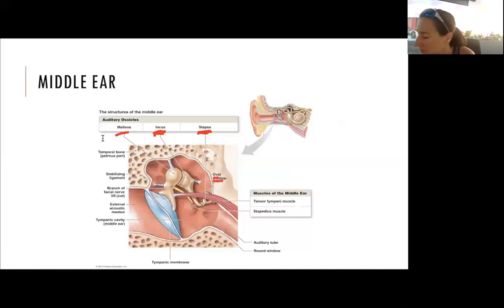There are some muscles. There's the stapedius muscle that's going to take care of the stapes and make sure that it stays where it needs to be. And then we have the tensor tympani muscle, and this guy is going to pull our malleus and kind of keep it tight in case you ever get exposed to really, really loud sounds. It pulls it tight so you don't damage your ears.